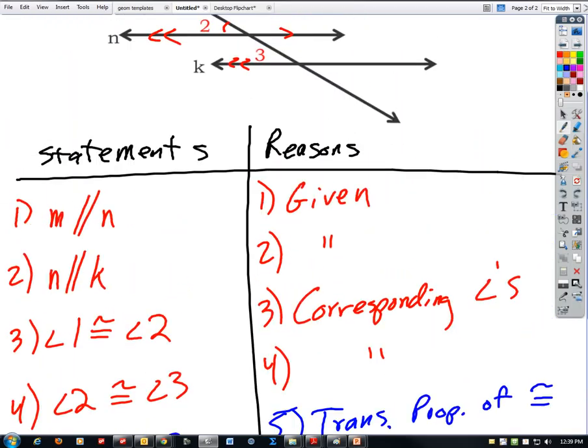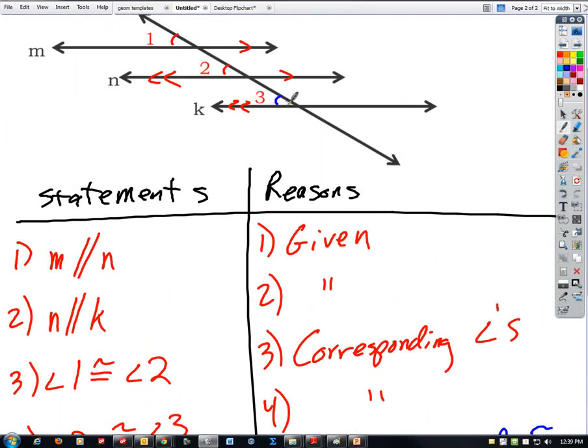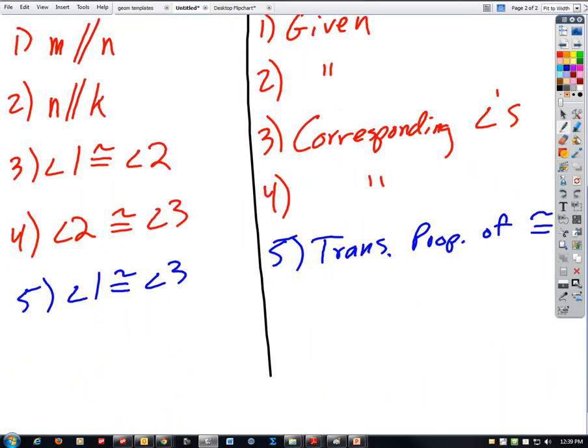Now, if we know that these angles are all congruent, and in particular we're looking at those two, how could I show that M is parallel to K? What do you think, Julie? Okay, yeah, and what's our reason that goes with that? What kinds of angles are those, 1 and 3? Corresponding, right? But now, is this going to be corresponding angles or corresponding angles converse? Converse has to be, doesn't it? Because we're proving the lines parallel. We're saying if the angles are congruent, then the lines are parallel, right?